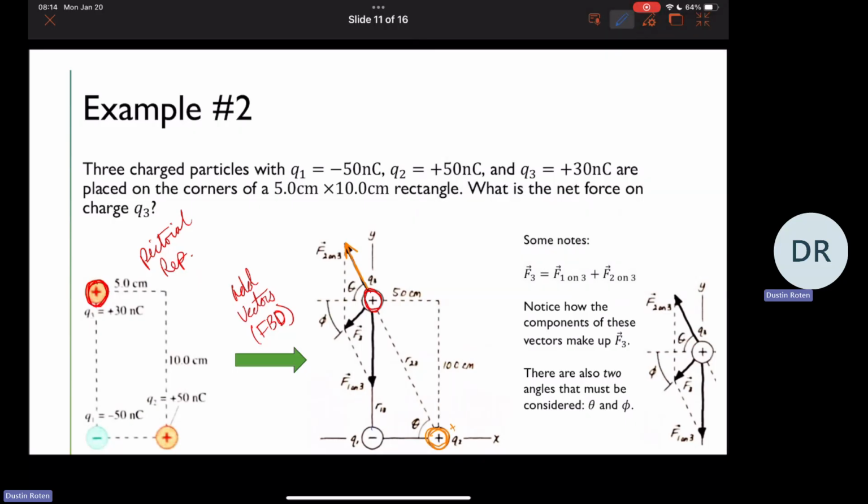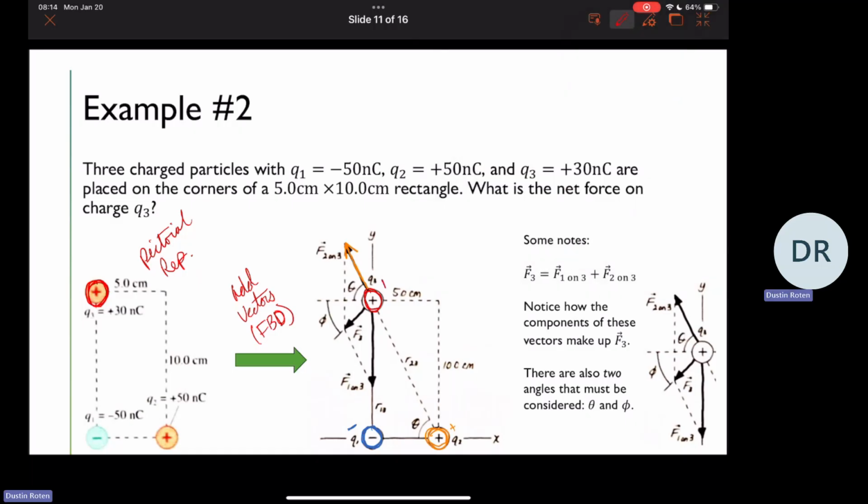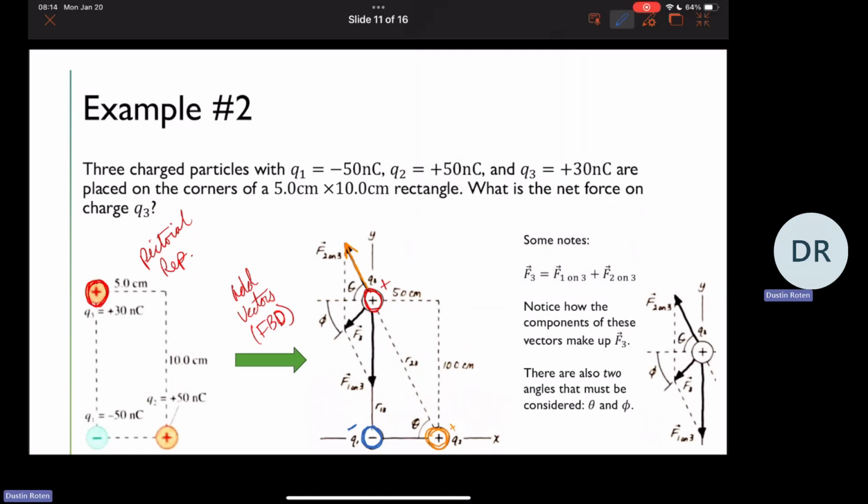But we also have this negative charge down here. Now, since this charge is negative and our charge of interest is positive, that means they're going to attract each other. They're different. They want to be together. So that means we have a vector actually going in the other direction. We actually have a vector that's trying to bring these two charges together.